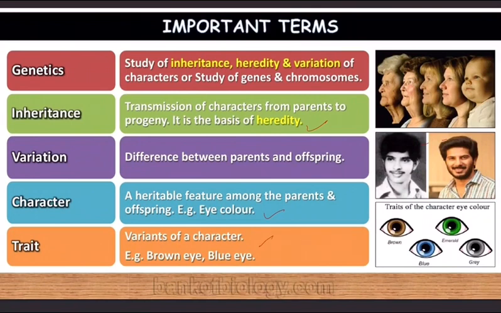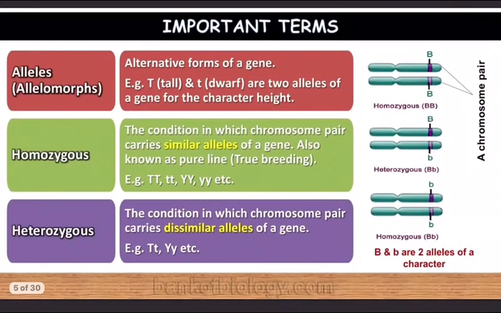Sometimes people confuse between character and trait. Let me make it clear. Character is a heritable feature, like eye color. What is that color? That speaks of trait. Trait speaks of the color, like brown eye, blue eye, black eye. So variations that are present in a character are traits. Like you are seeing, some of us will be having brown colored eyes, some of us blue colored, some of us gray colored, even green colored.